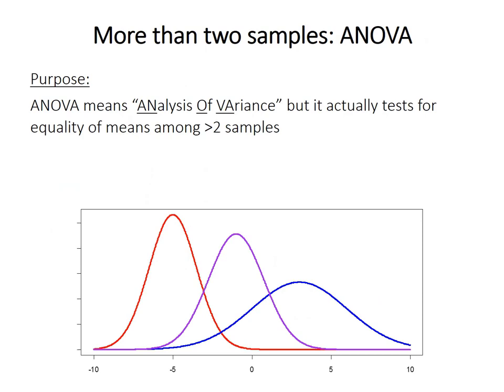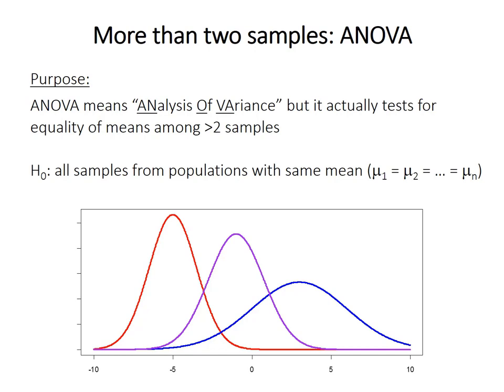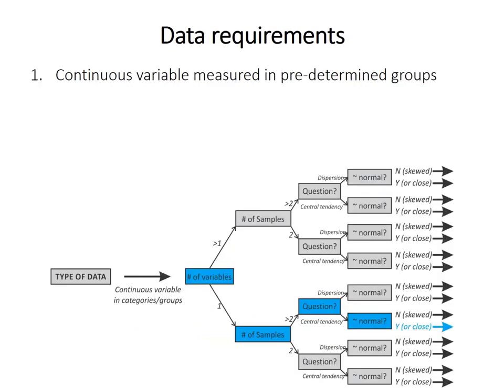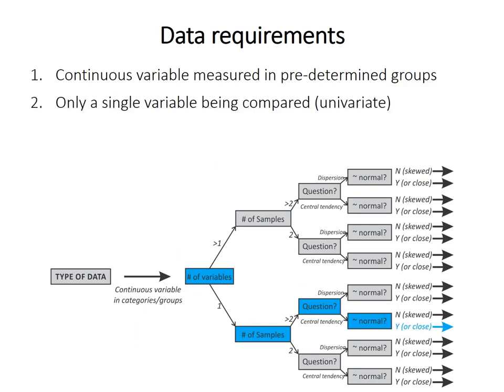These problems aren't insurmountable, but largely for reasons of convention, you should perform ANOVA when you have 3 or more samples. Despite the word variance in its name, ANOVA is designed to test for differences in mean, with the null hypothesis that all samples come from populations with equal means. So ANOVA requires continuous data in predetermined groups, one variable, so it's a univariate test, and it's designed for comparisons among more than 2 samples. If you run it on 2 samples, you'll just get the same result as you would get with a t-test.